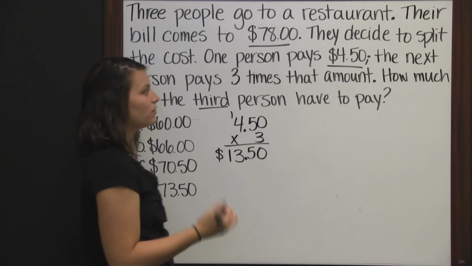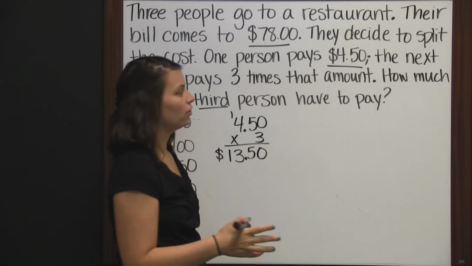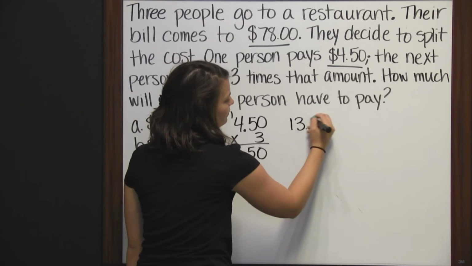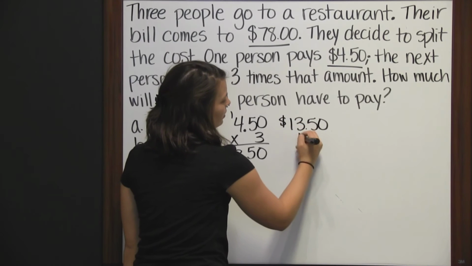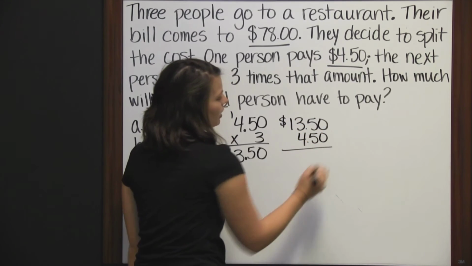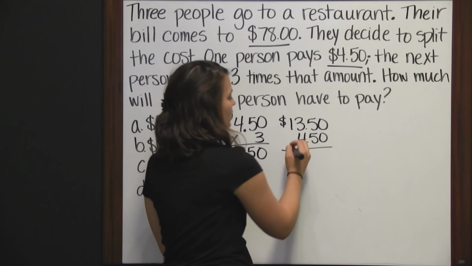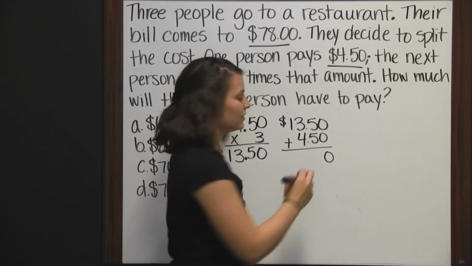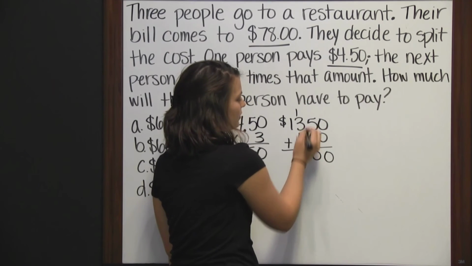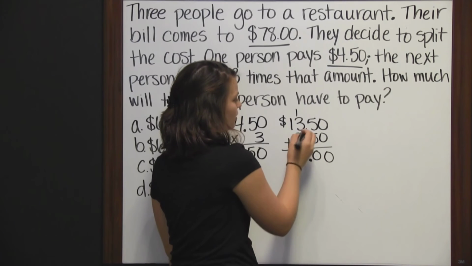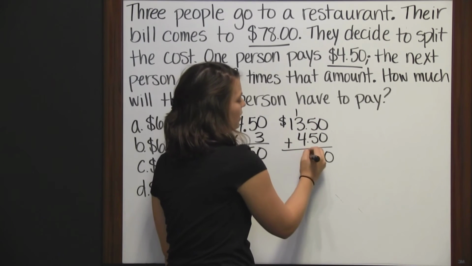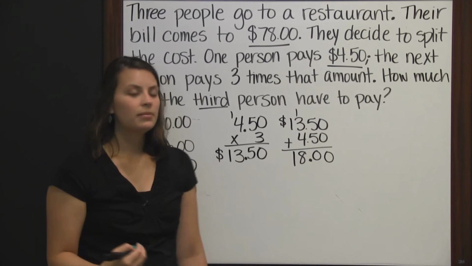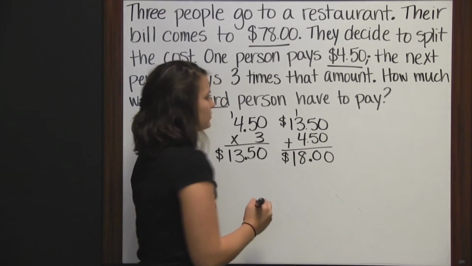In order to figure that out, we first have to figure out the total that was paid by the first 2 people. So take $13.50 and add the $4.50. This will give us the total that was already paid. 0 plus 0 is 0. 5 plus 5 is 10. So write the 0, carry the 1, bring down the decimal to the answer. 4 plus 3 is 7, plus 1 is 8, and then we bring down that 1. So the first two people paid a total of $18.